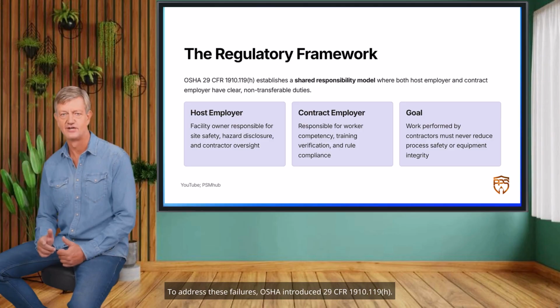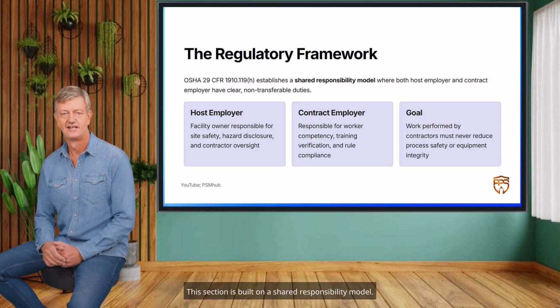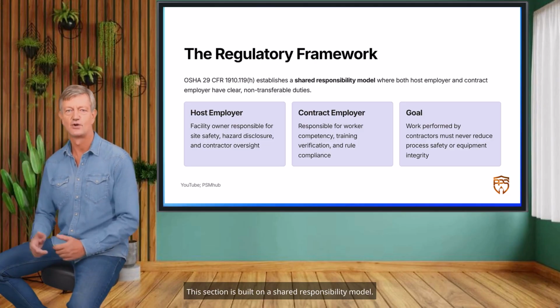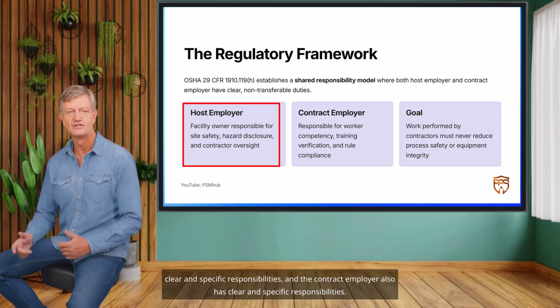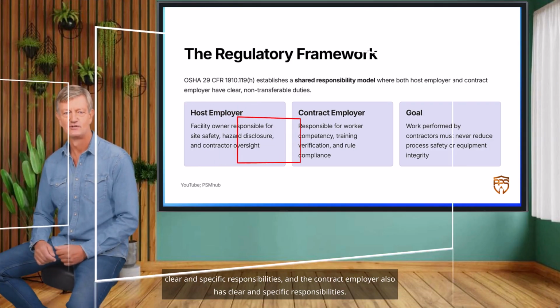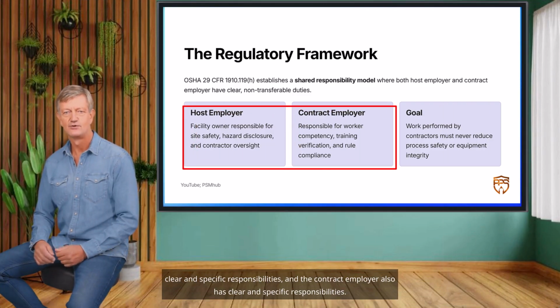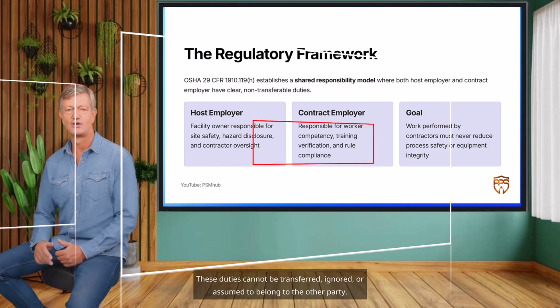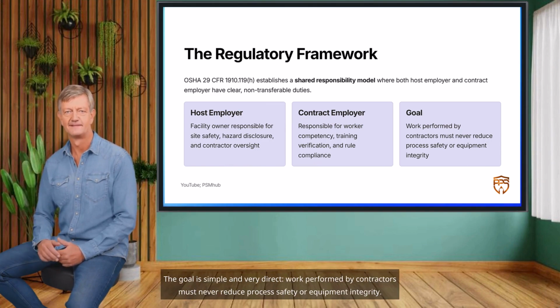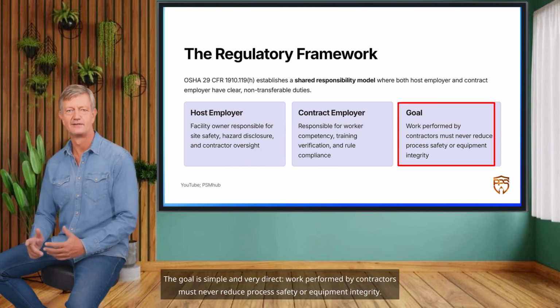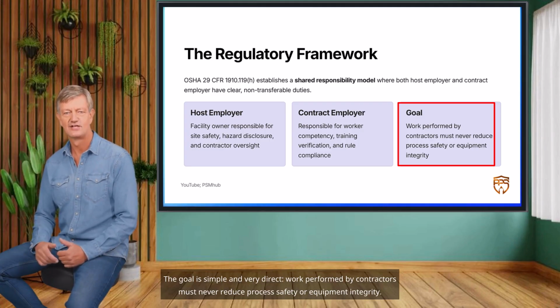To address these failures, OSHA introduced 29 CFR 1910.119(h). This section is built on a shared responsibility model. Under this model, the host employer, meaning the facility owner, has clear and specific responsibilities, and the contract employer also has clear and specific responsibilities. These duties cannot be transferred, ignored, or assumed to belong to the other party. The goal is simple and very direct. Work performed by contractors must never reduce process safety or equipment integrity.